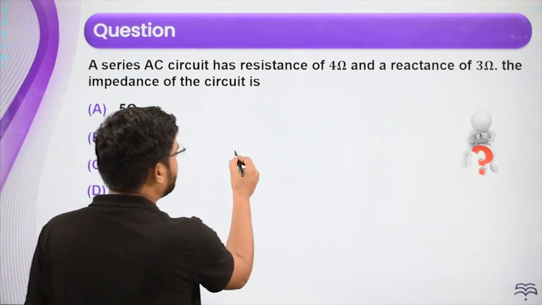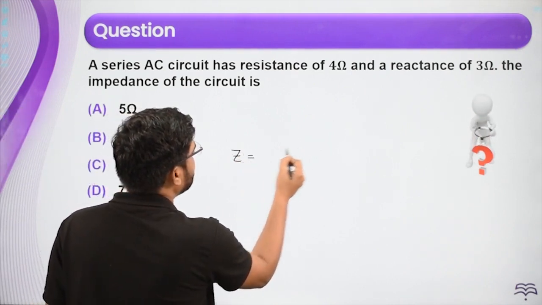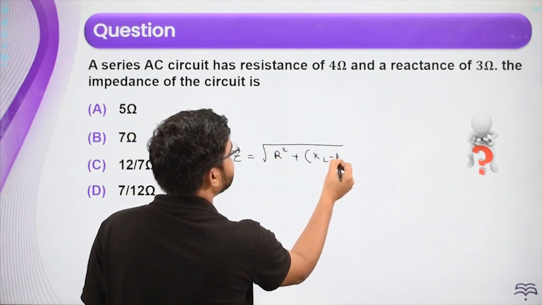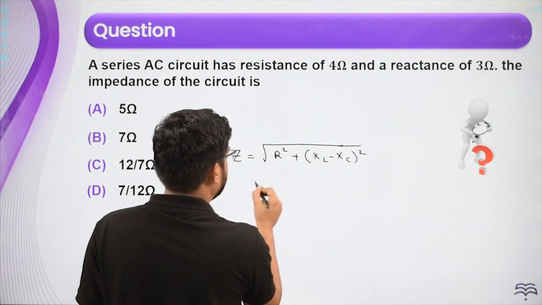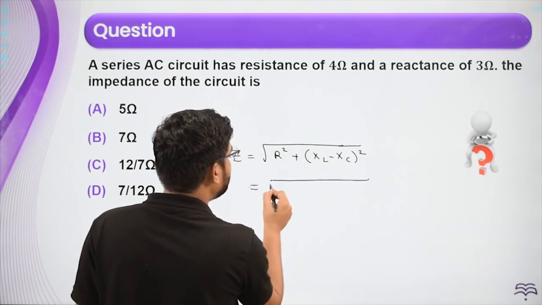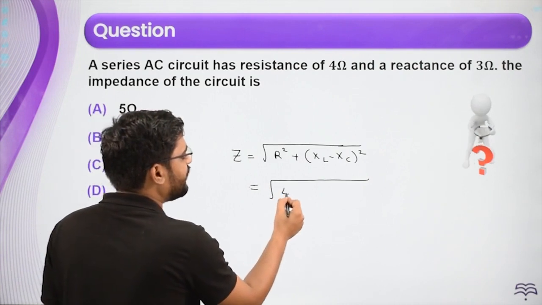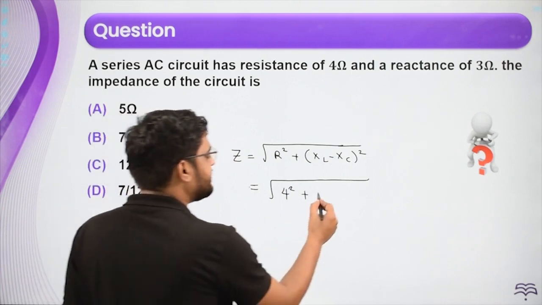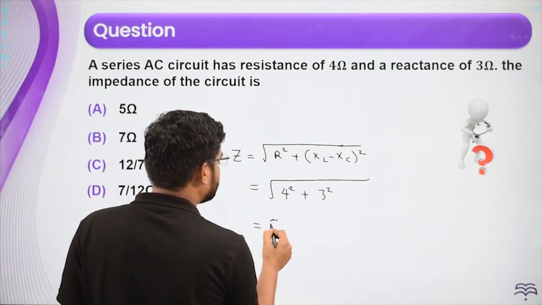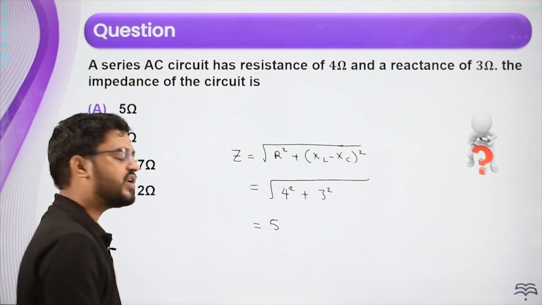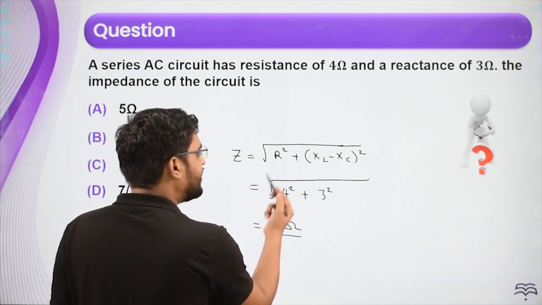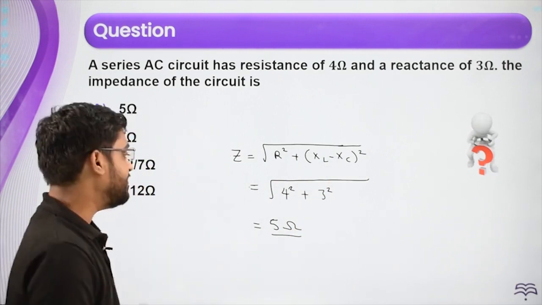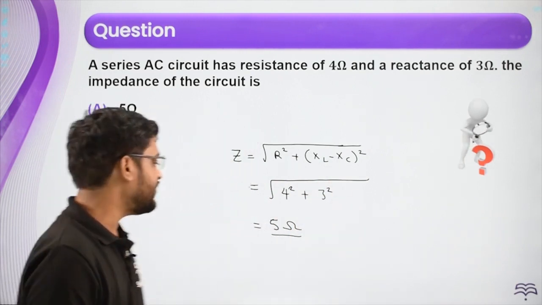So we'll just apply the formula. We know that Z is nothing but root over R square plus XL minus XC whole square. So this is root over R square, resistance is 4 ohm, so 4 square plus XL minus XC, entire thing is reactance and that is 3. So 3 square, and we know that answer comes to be 5. And unit of impedance is also ohm because unit of resistance, capacitive reactance or inductive reactance, and impedance, all of them is nothing but ohm. So answer is A.